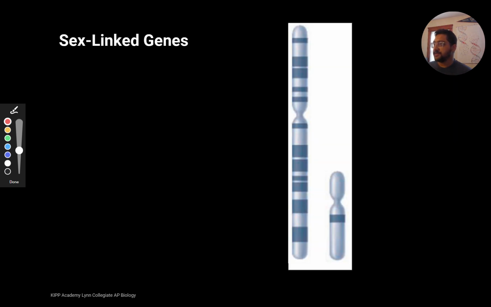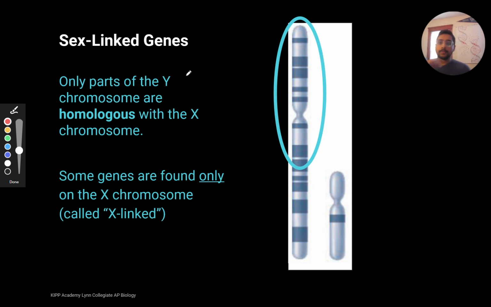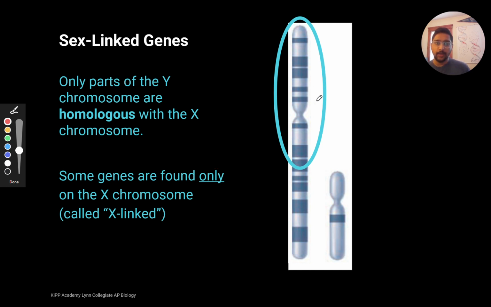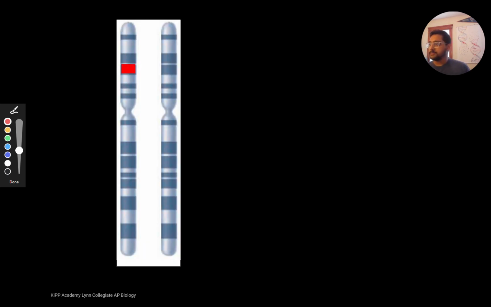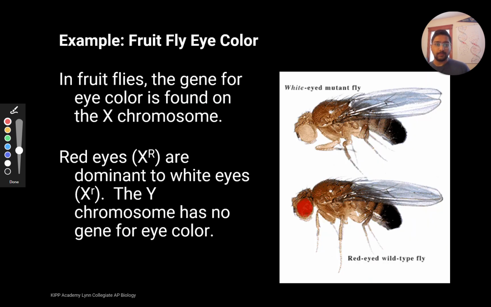And so the sex-linked chromosome is essentially that the Y or the X chromosome can carry certain traits. In this example here, there are genes found only on the X chromosome, which are called X-linked traits. And so those genes and those traits end up being more common in a certain gender. So here's an example where you can see what's going on.